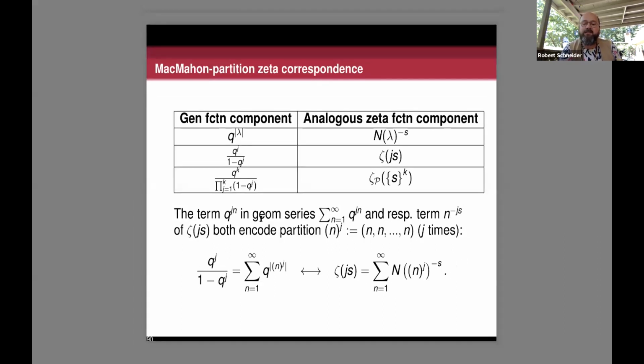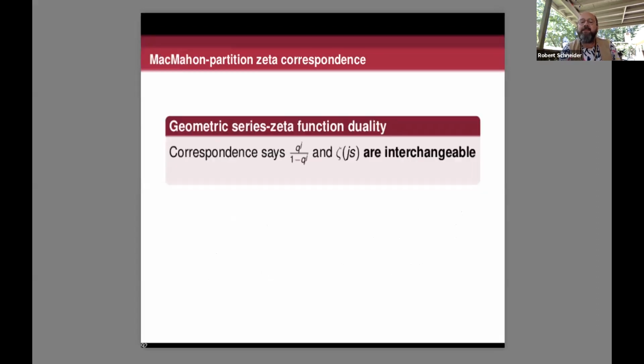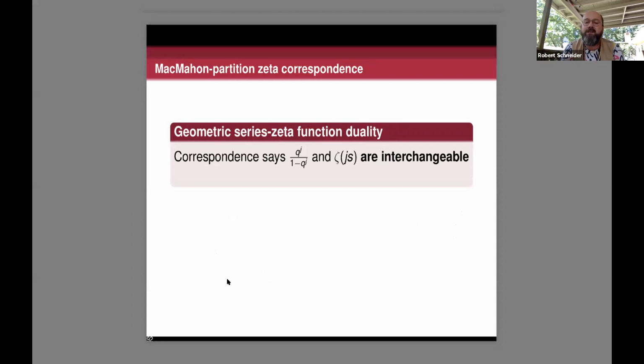In the geometric series, this term, and the corresponding term in the zeta function, both encode the partition n with j repetitions. That's what we're using here, and that's what we're generating. So see, here are our generating functions for the zeta function and for one zeta function component and one geometric series component. This correspondence says that this geometric series and this zeta function, zeta of js, are actually interchangeable as generating functions for partitions that are j repetitions of the same part. They look different analytically, they're different numerically, but they are the same from the combinatorial perspective.